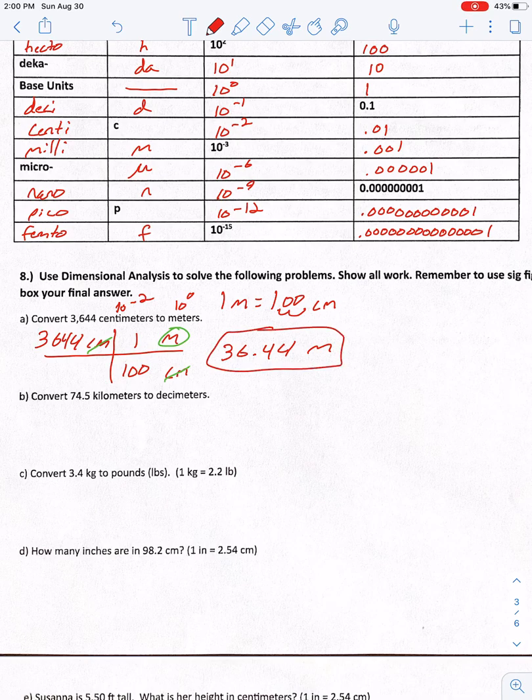Okay, big thing to remember here is however many significant figures you start with, better be how many you end with. So I had 1, 2, 3, 4. I have 1, 2, 3, 4, so my answer is 36.44. So I don't need to do any rounding at all.